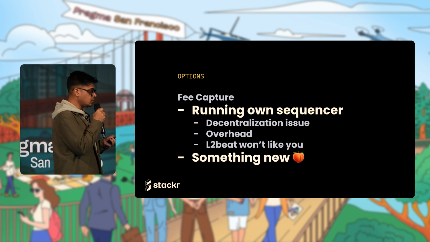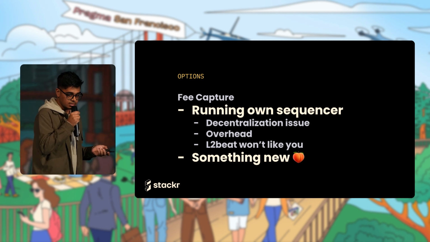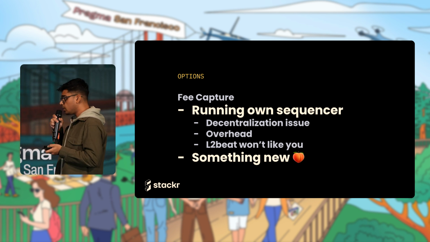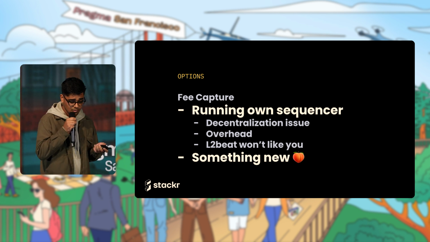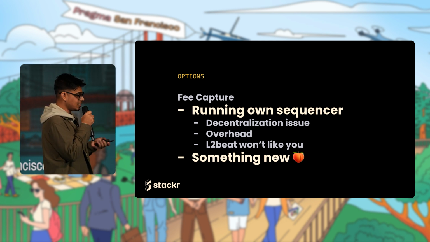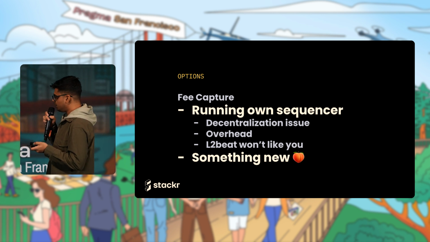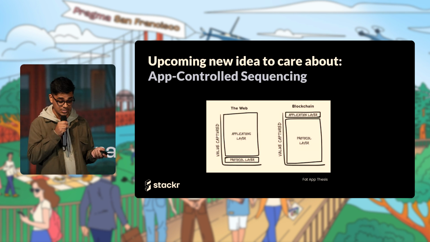So one of the ways of doing it is running your own sequencer. But with running your own sequencer comes the issue of decentralization. So the applications are just stuck with that. It's an overhead because, again, you need to pay more to run the sequencer and all of those things. And then L2Beat won't like you because then it comes into a different category of stage 0, stage 1, and stage 2 rollups. And there is something new which is coming up recently. It has a very weird name, I don't like to use it, but it's called application control sequencing.